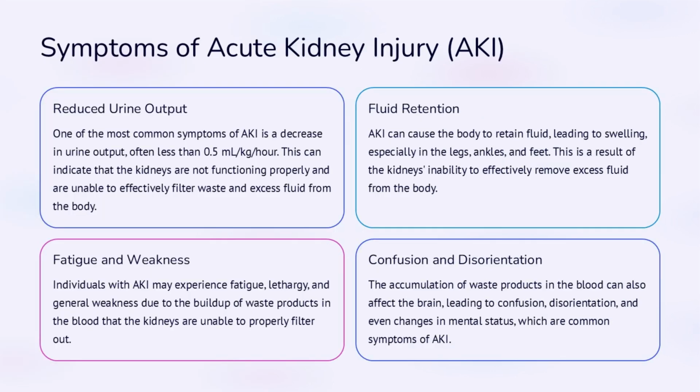Reduced urine output is one of the most common symptoms of acute kidney injury, often less than 0.5 milliliters per kilogram per hour. This indicates the kidneys are not functioning properly and unable to filter waste and excess fluid. Fluid retention can occur, leading to swelling in the legs, ankles, and feet. This is due to the kidney's inability to remove excess fluid from the body. Fatigue, lethargy, and general weakness are common symptoms caused by the buildup of waste products in the blood that the kidneys can't filter out. Confusion, disorientation, and changes in mental status can also occur as the accumulation of waste products affects the brain.